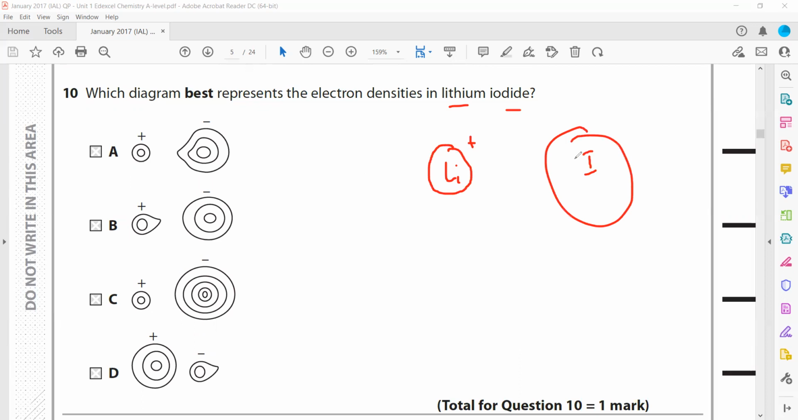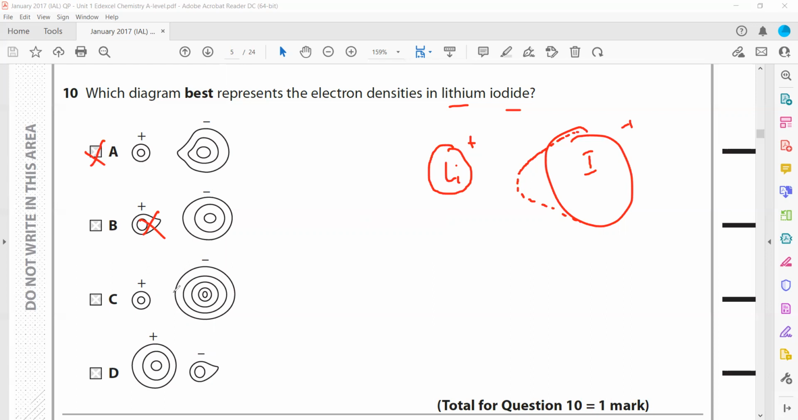So due to the smaller positive ion and the large negative ion, it causes a polarization, which we call distortion. So the distortion happens for the negative ion, it does not happen for the positive ion. So here option A shows the distortion for a negative ion. B is wrong because it shows distortion for the positive.